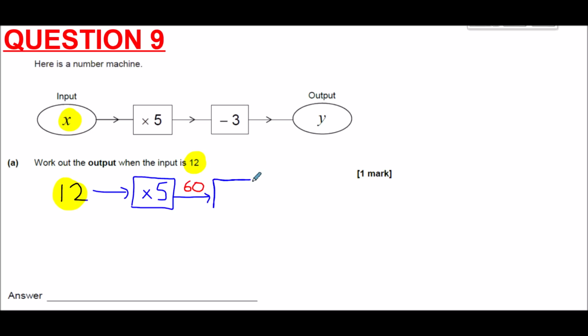And the next step is to take away 3, and once we've done that, that'll give us what the output is. And the output is called y. Anyway, 60 minus 3 would give us 57. And so when the input is 12, the output of 57 pops out. So the answer is 57.